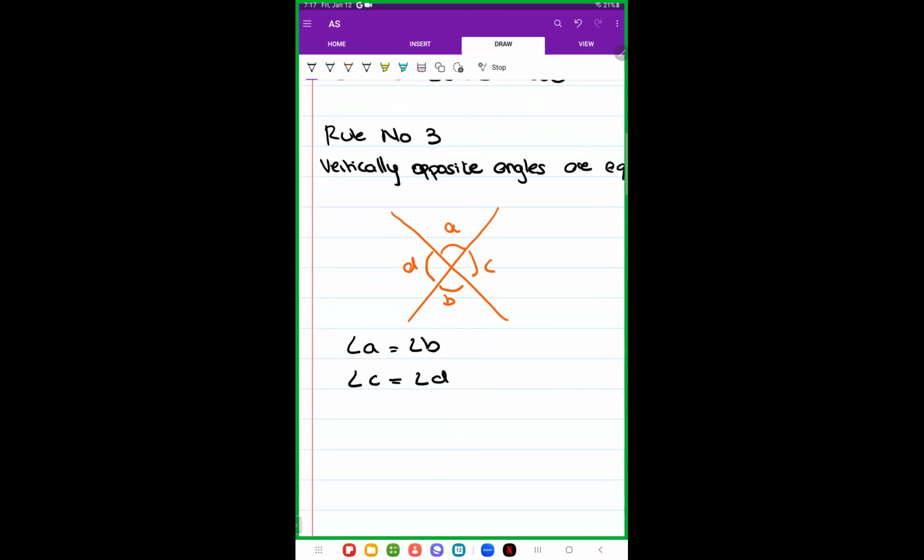They're exactly the same number. For example, if this is 40, this will also be 40. If this is 60, this will also be 60. And again, all of this added should be equal to 360.